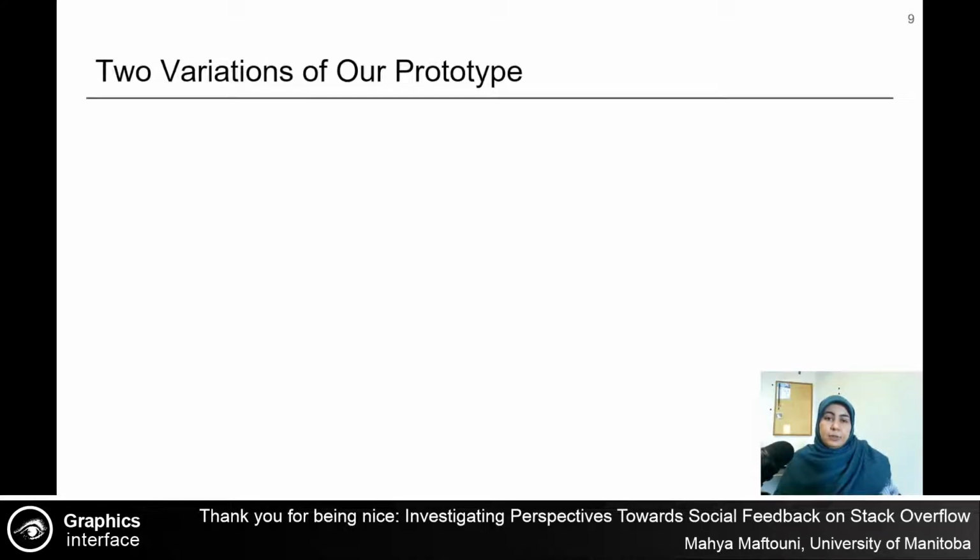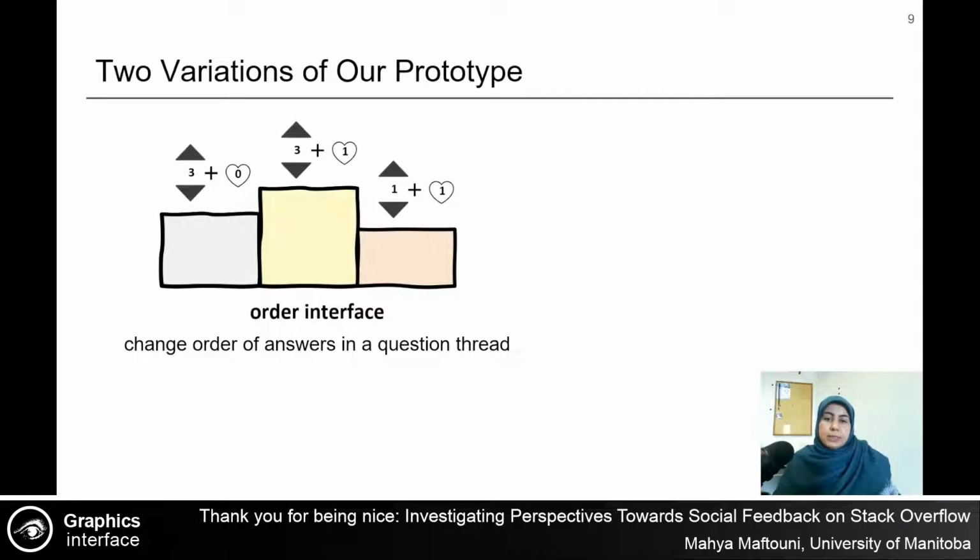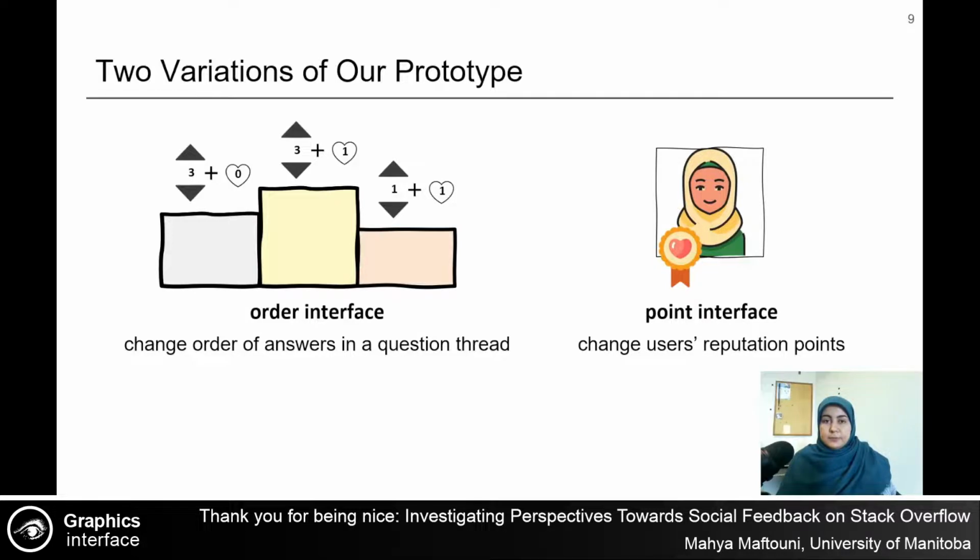And to get feedback on different ways that this new feature can be used, we implemented 2 variations of our prototype. Order interface, where answers in a question thread are ordered based on the number of support votes and regular votes they received. And point interface, where each user will earn reputation points based on the support votes they receive. And these 2 variations correspond to 2 different ways that upvote and downvote are currently used on Stack Overflow.